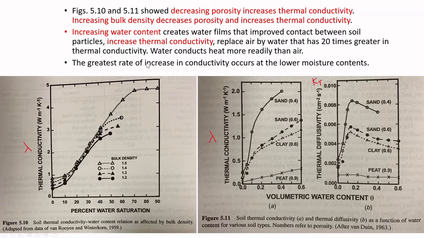The greater rate of increase in conductivities occurs at lower moisture content. At low moisture content, from 0 to 0.6, you can see that the thermal conductivity increases at a greater rate, and then slowly levels off. So at lower moisture content, increasing water content increases the thermal conductivity at a greater rate.